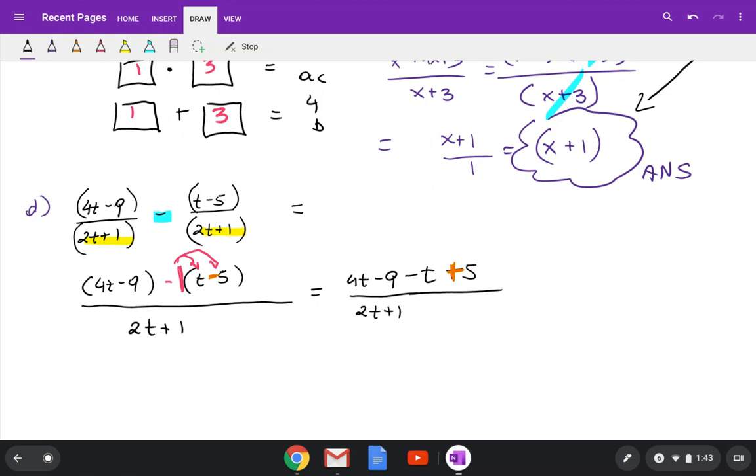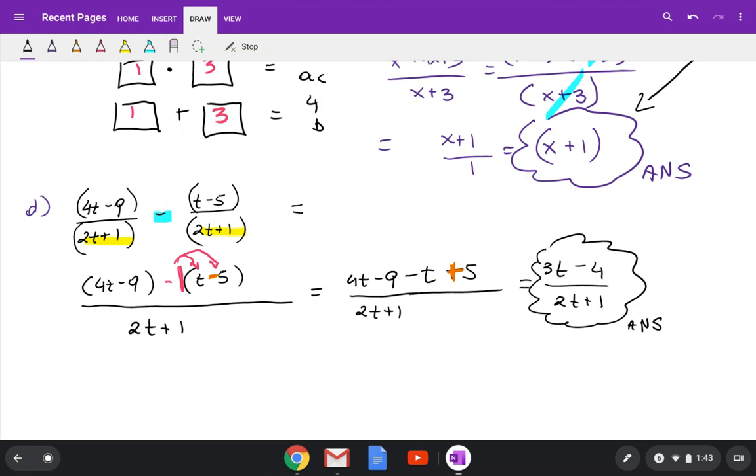Okay, now we're just combining like terms. So 4t minus t will give you 3t. Negative 9 plus 5, we're getting negative 4. And we copy the denominator, 2t plus 1. Here we're going to stop. This is the final answer because there is nothing you can factor from the numerator, and there is nothing you can factor from the denominator. Okay, so that's the final solution. You only continue after simplifying if you see that your numerator can be factored.